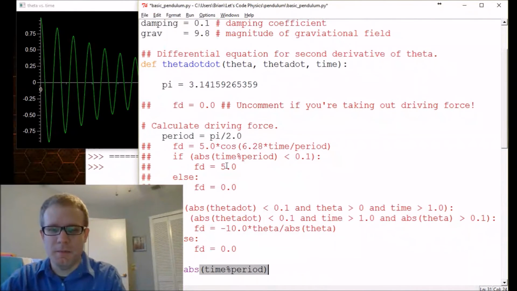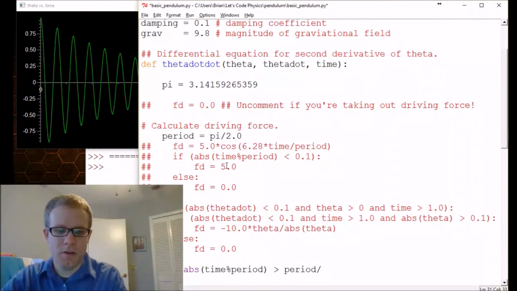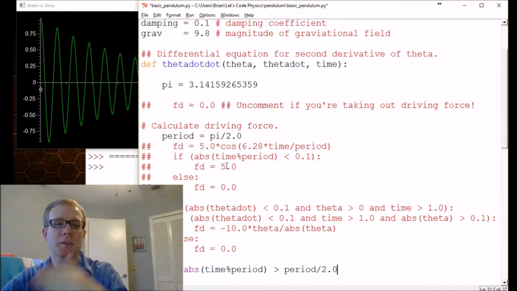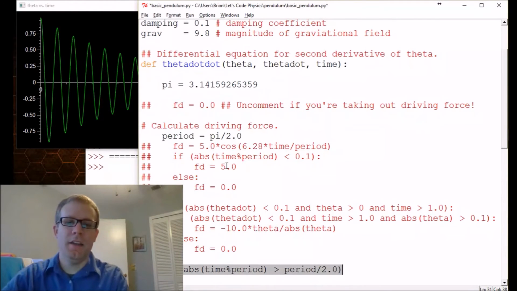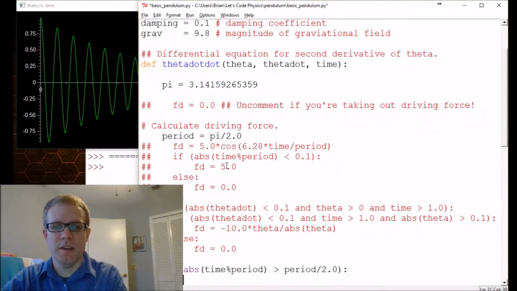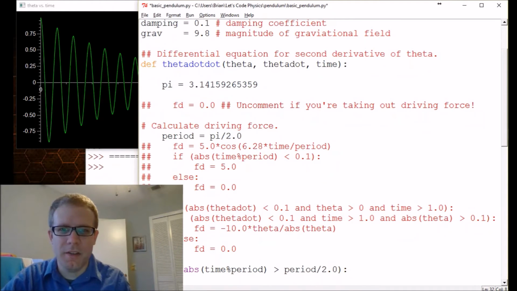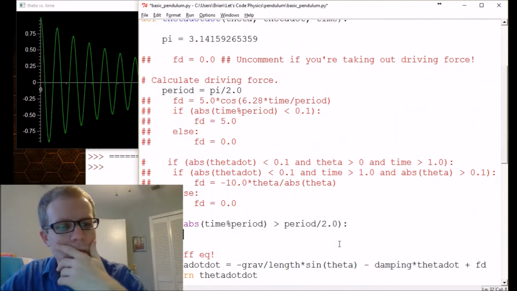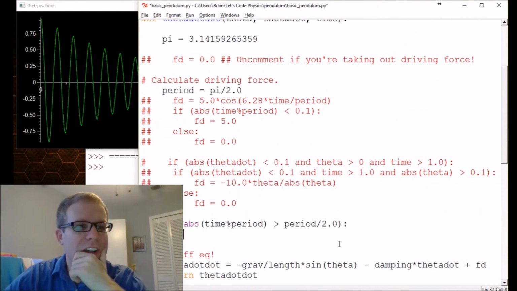So let's see. Oh, I need to close that up anyway. So the modulus of time with the period is, I think the way I can do this is say greater than period over 2, right? Because the modulus is going to range from 0 to period. Then let's have it do this. And I might need to flip that from a greater than to a less than sign. So I need this to be linear.